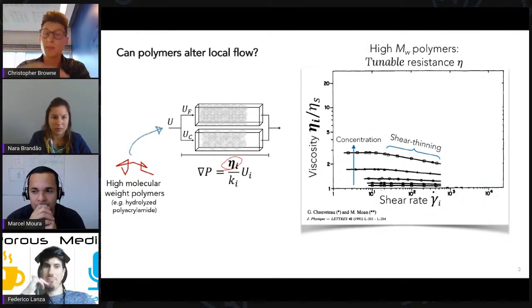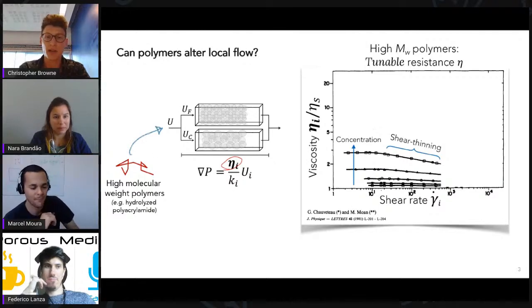One of the ways you can do that is by adding polymers. Most polymers, I'm sure many of you are aware, are shear thinning. And here's an example. I'm actually going to use high molecular weight polymers.